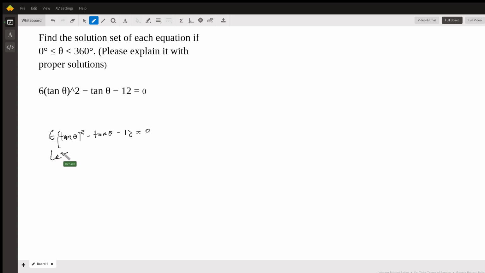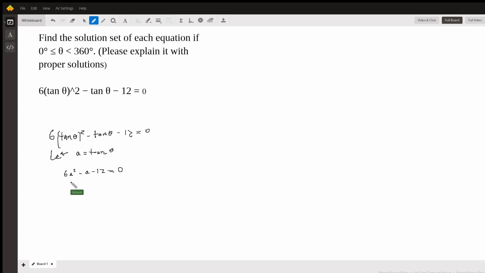Let a equal tangent of theta. Then our equation is 6a squared minus a minus 12 equals 0. And I think most people know how to solve this. We'll try to factor it, and if we can't factor it, we'll have to use the quadratic formula.